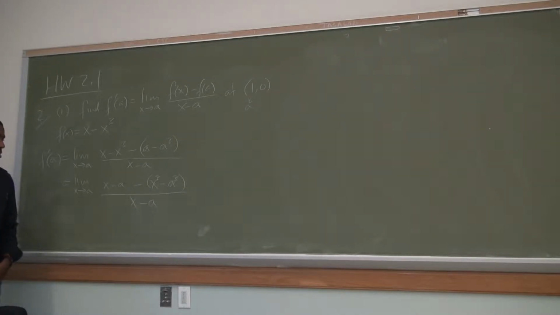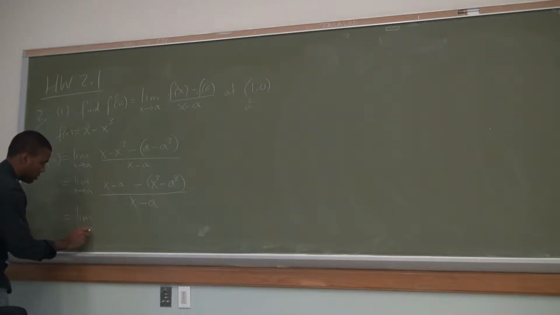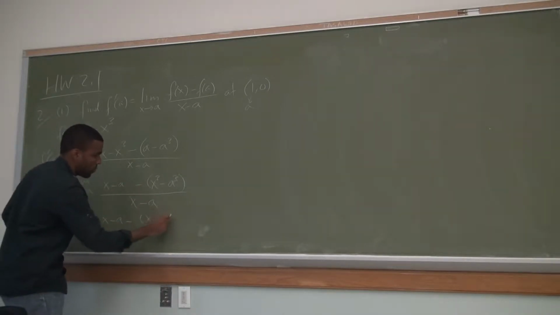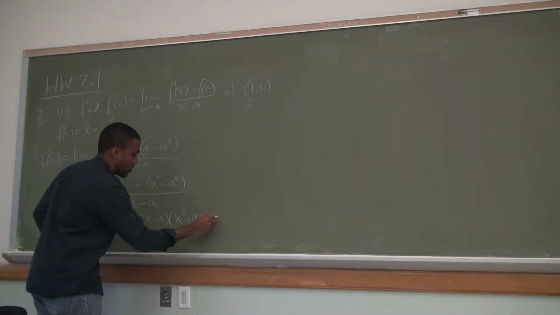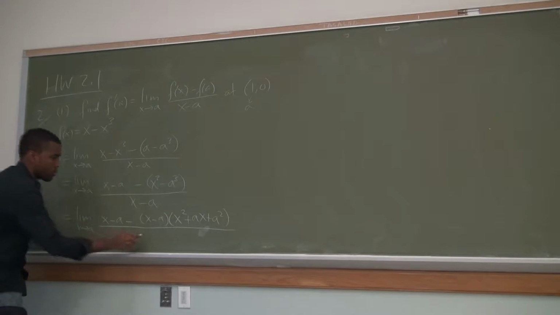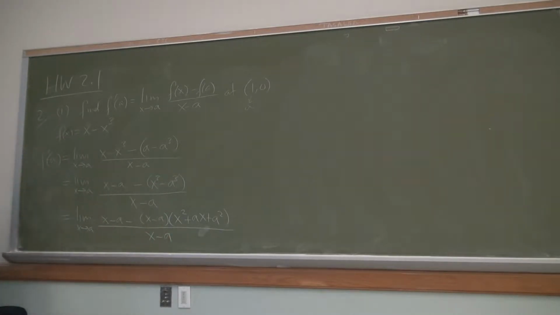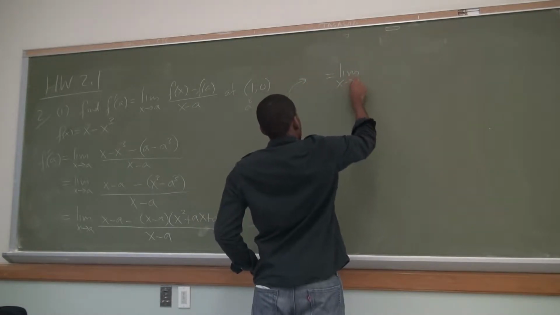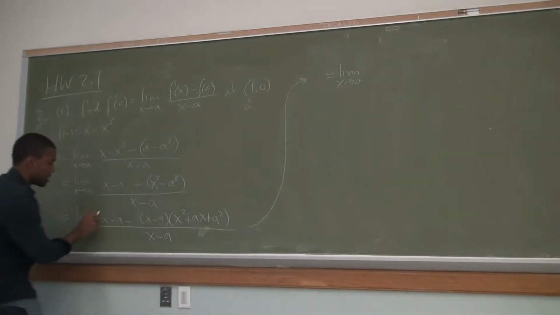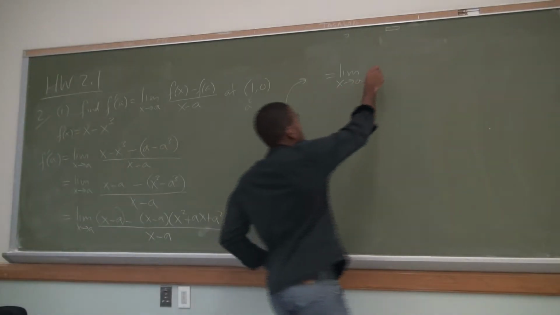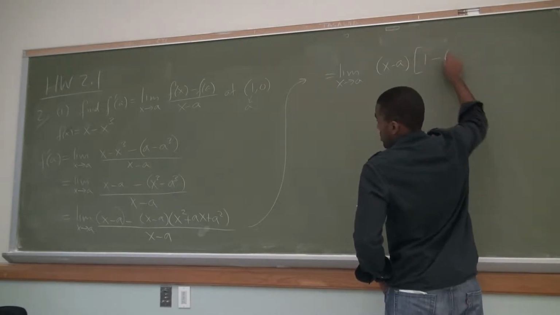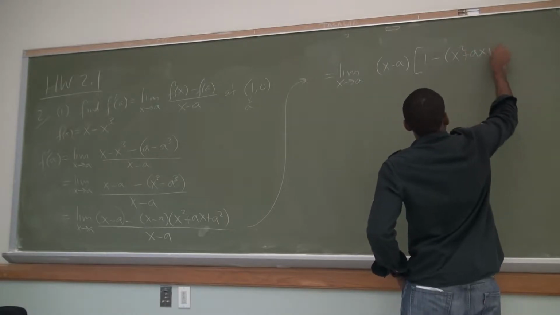Factor. Factor this, right? Using what? x minus a equals the difference of two cubes formula. And so this is what we take the limit of as x approaches a. Now x minus a is a common factor. I can factor that out. I'd be left with 1 minus x squared plus ax plus a squared.